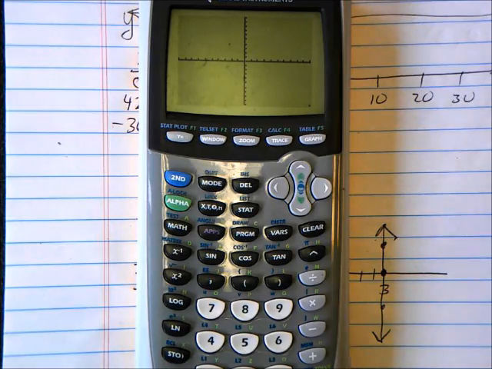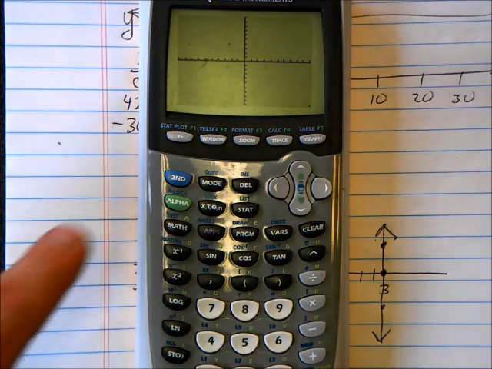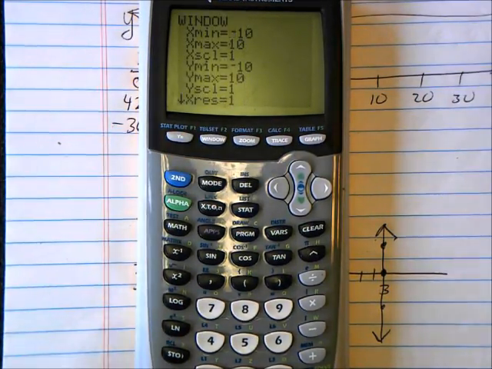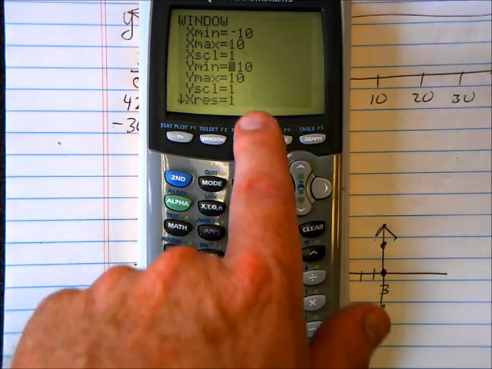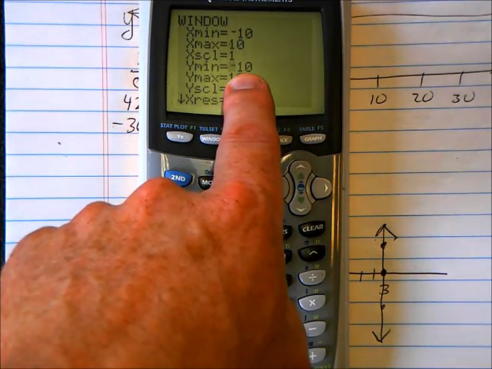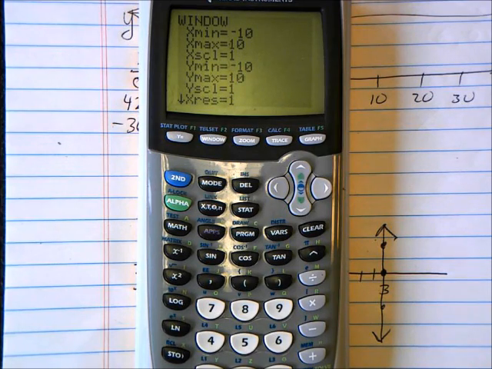Negative 30. It's way, way down below. So what I would have to do for this one is change my window. I need to make it go down at least as low as negative 30, and I probably want to even go lower than that. So negative 40.